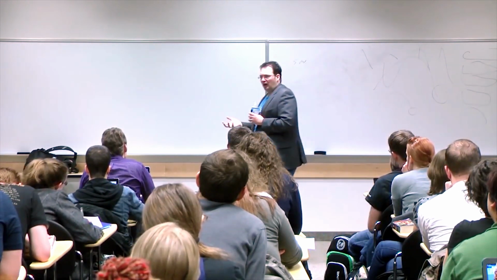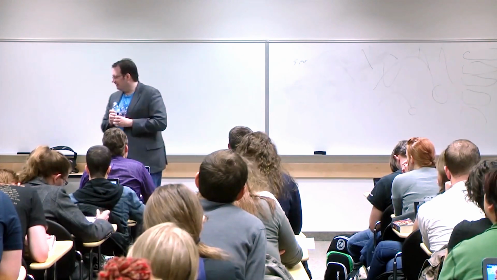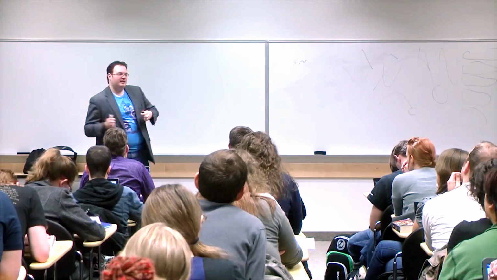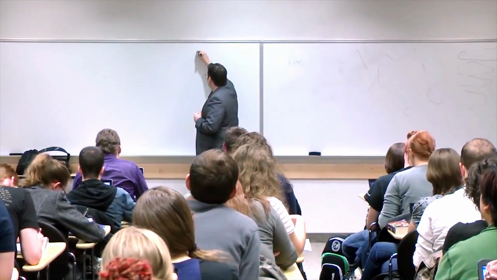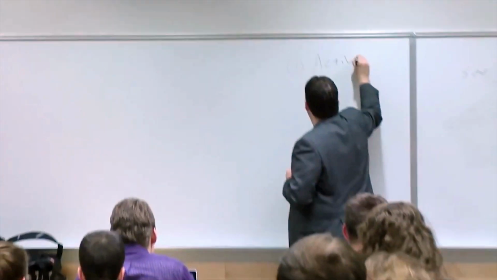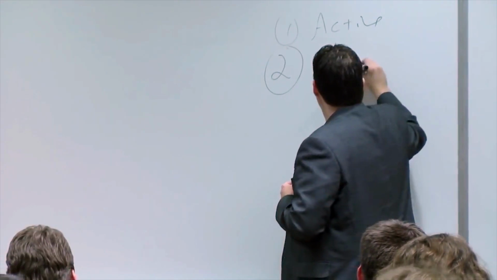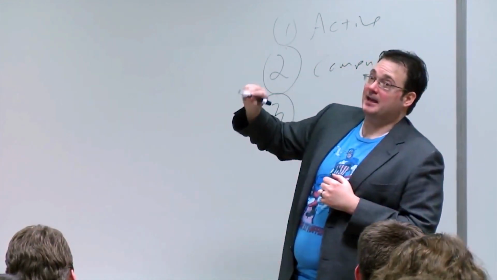Now, you can have those plot-centered books where character is something else. But let's put up these three things. What did I say were the three areas of making a character that people want to read about? They are active. They are competent. And likable.